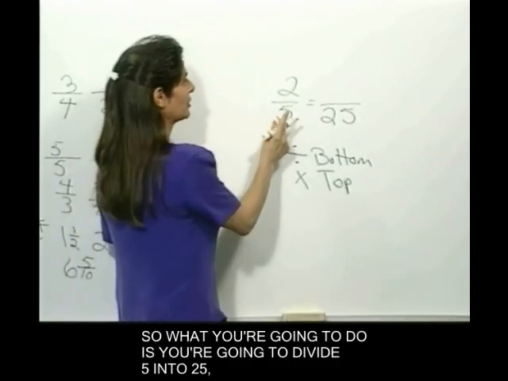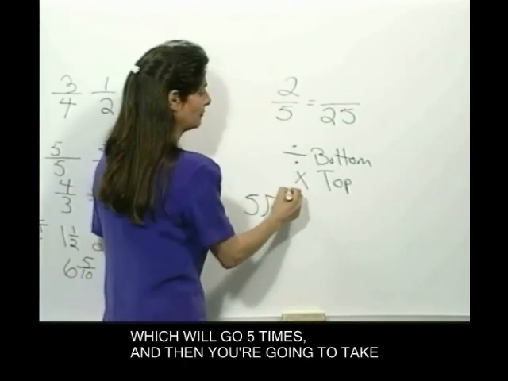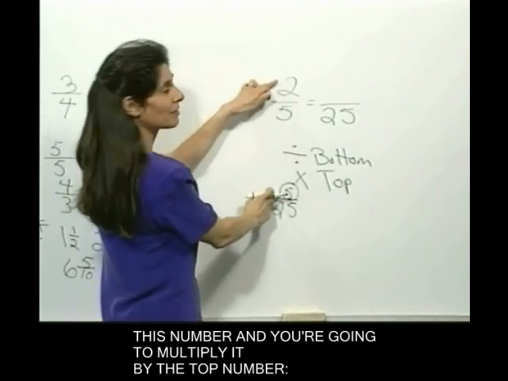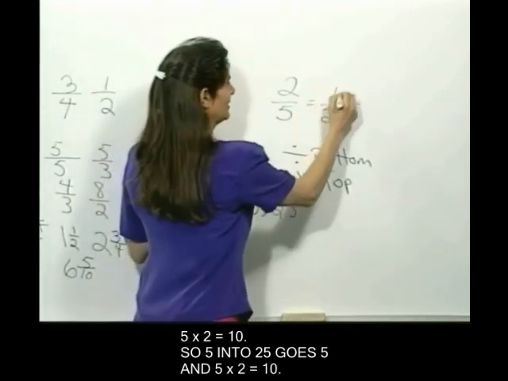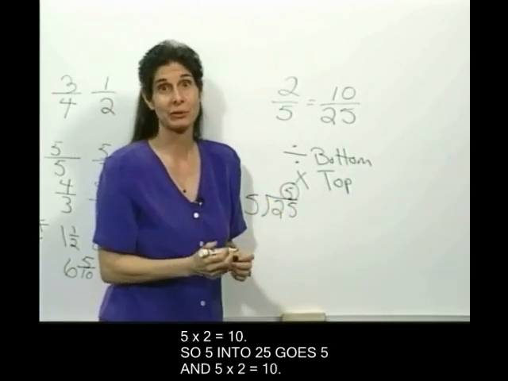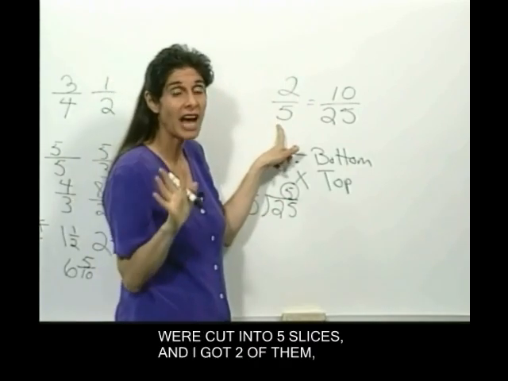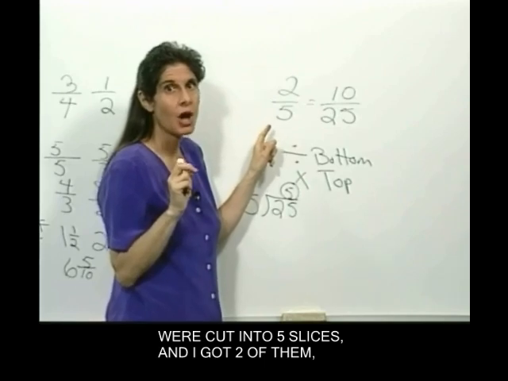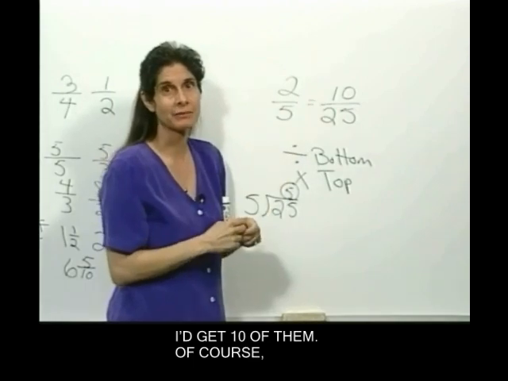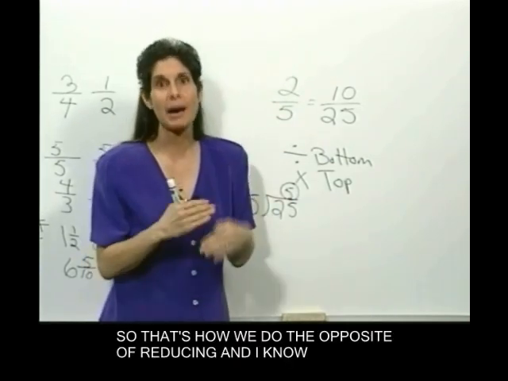So what you're going to do is divide 5 into 25, which will go 5 times. And then you're going to take this number and multiply it by the top number. 5 times 2 is 10. So 5 into 25 goes 5, and 5 times 2 is 10. Now what that means is that in this pie, they were cut into 5 slices, and I got 2 of them. When they cut the same pie into 25 slices, I got 10 of them. Of course, they're little slices, but I got 10 of them. So that's how we do the opposite of reducing.